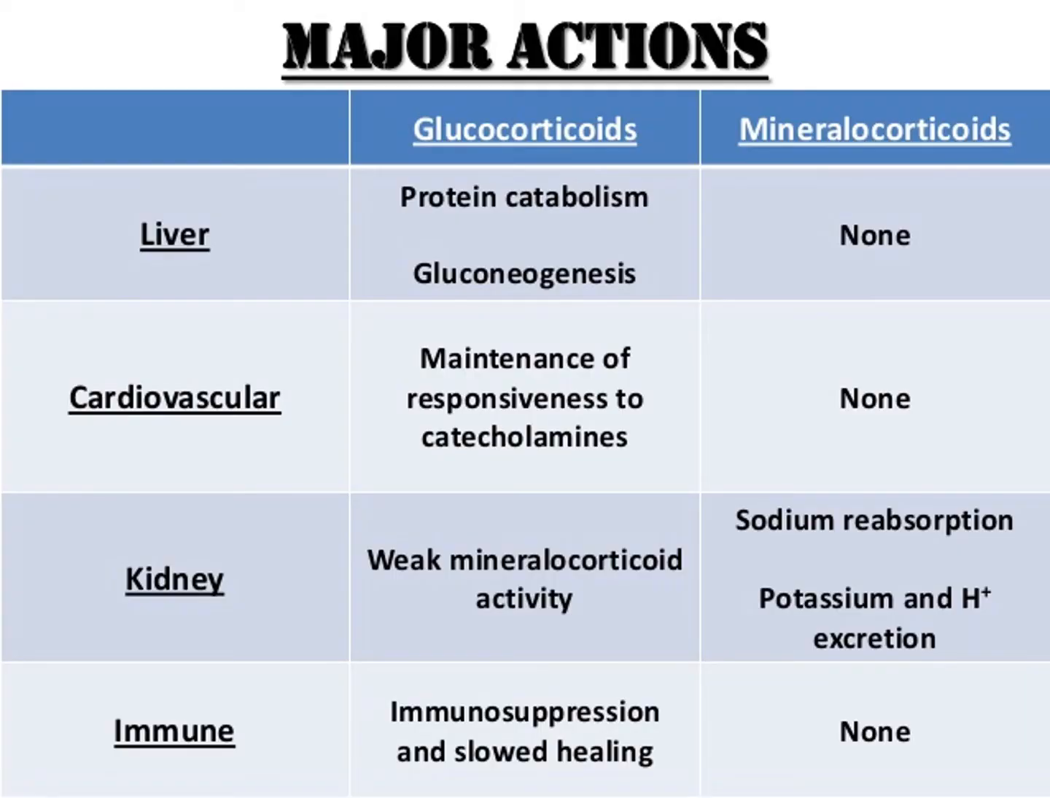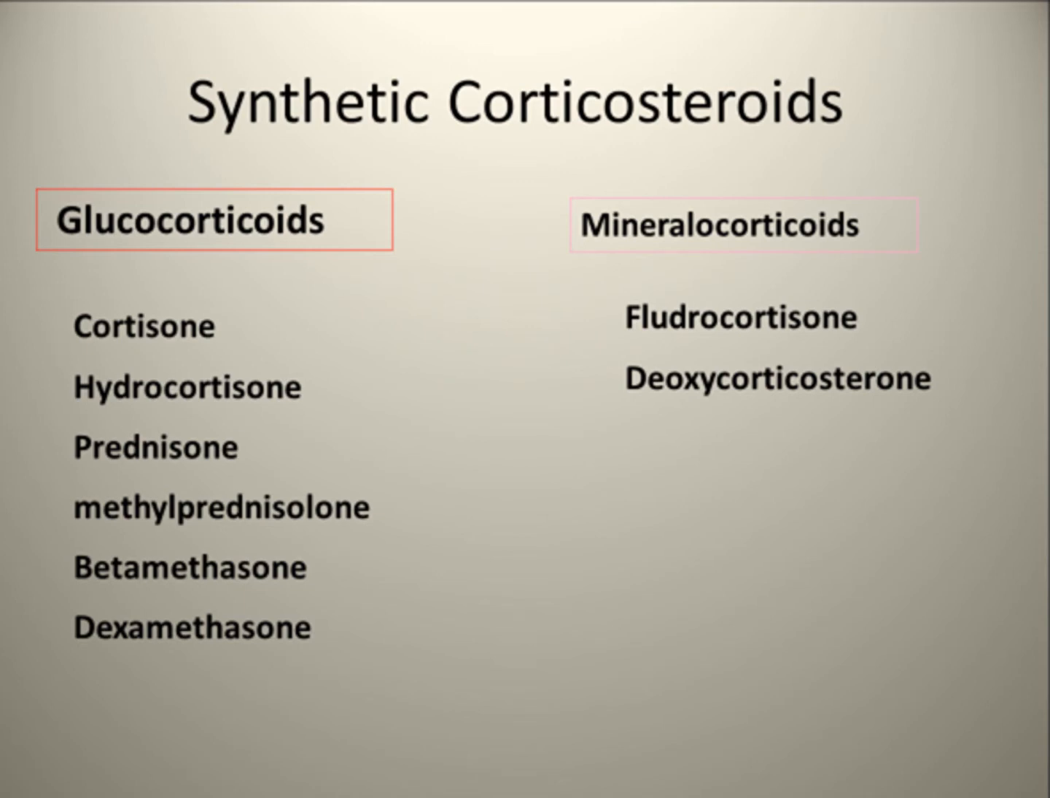So when you are going to write about the major actions on different organs, you can write like this, that glucocorticoid effects on liver are protein catabolism and gluconeogenesis. On cardiovascular, maintenance of the responsiveness to catecholamines. In kidney, it has weak mineralocorticoid activity, and in the immune system, it causes immunosuppression and healing.